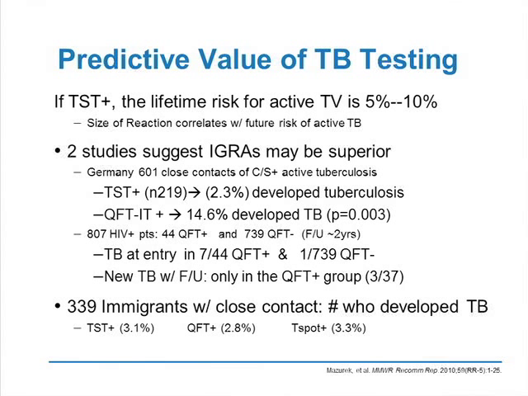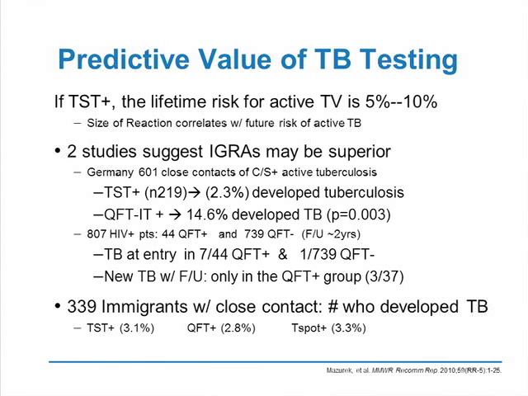It's important to note that these tests, if you do them, actually have some predictive value. It is generally believed that if you are TST positive, one's lifetime risk for developing active TB is between 5 and 10%, and possibly increased by the size of the reaction. So the larger the reaction, the greater the risk. There are recent studies looking at the comparative value of IGRAs, and they may in fact be superior. In a German study of 601 close contacts, you can see that looking at TSTs, only 2.3% of those who were positive by TST developed TB, whereas of those who were QuantiFERON positive, 14.6% developed TB.